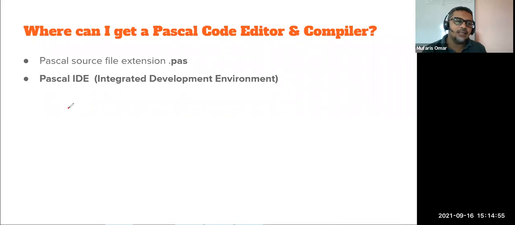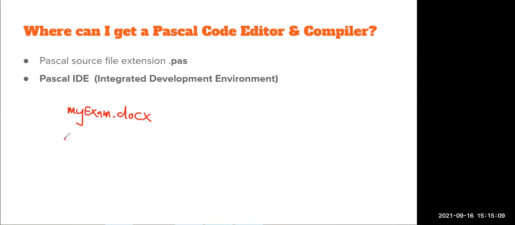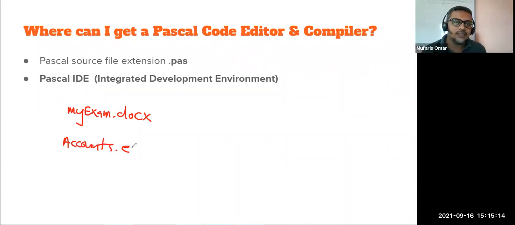So you are saving a file like my exam dot docx. So what is the extension here? Or if you have a file like accounts dot xlsx, what is the extension? This is the extension, right?